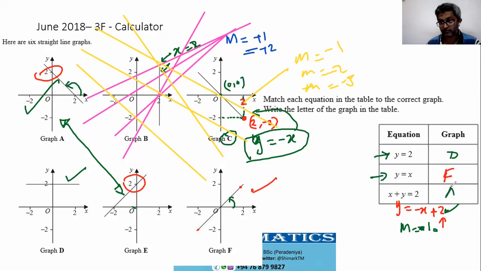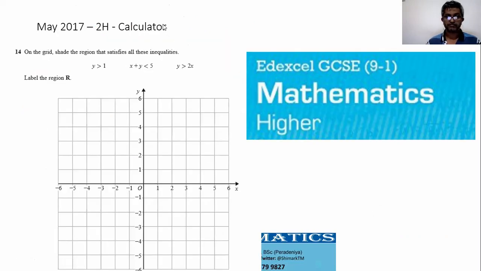So A. Okay. In this question, shade the region that satisfies all these inequalities. How do you do this one? Shade the region. y is greater than 1. So we'll just draw a line, y equals 1. Can we try drawing?